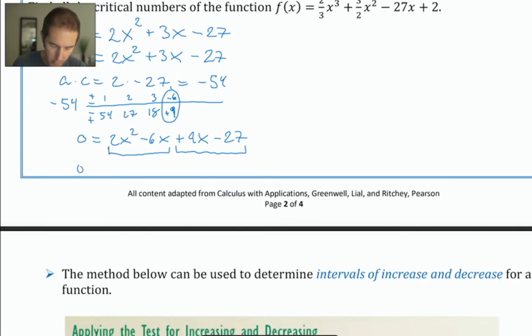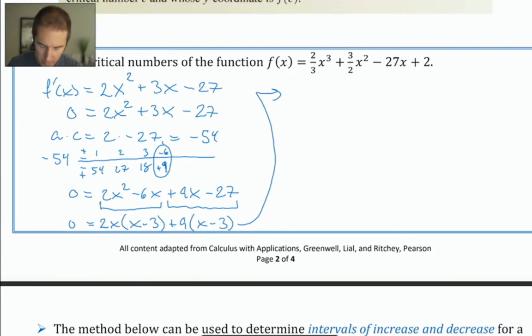So now I have 0 equals, the common factor in my first group is a 2x, leaving me with an x minus 3. Common factor in my second group is a positive 9, leaving me with an x minus 3. I'll factor one more time. 0 equals, the common factor is the x minus 3. The leftovers, as I like to call them, are a factor of 2x and a factor of positive 9, so those turn into 2 terms.